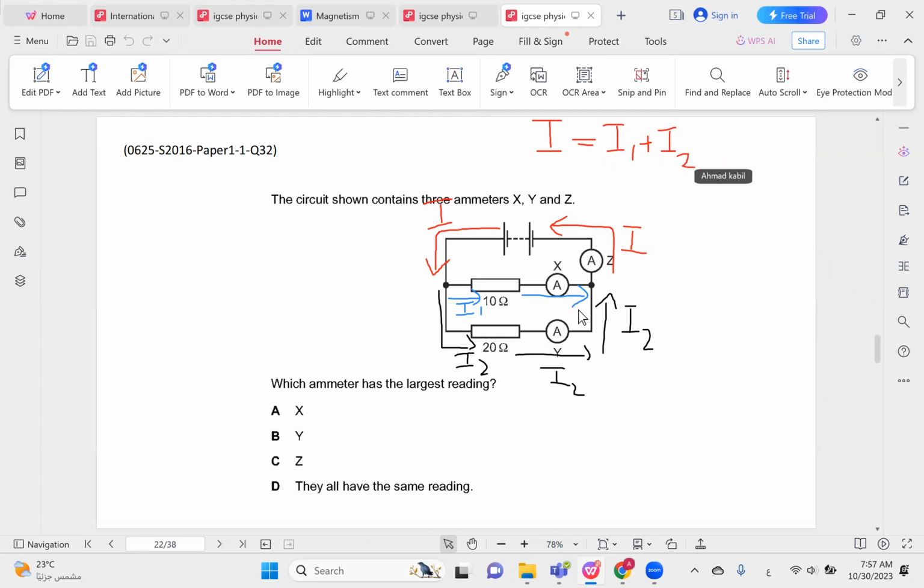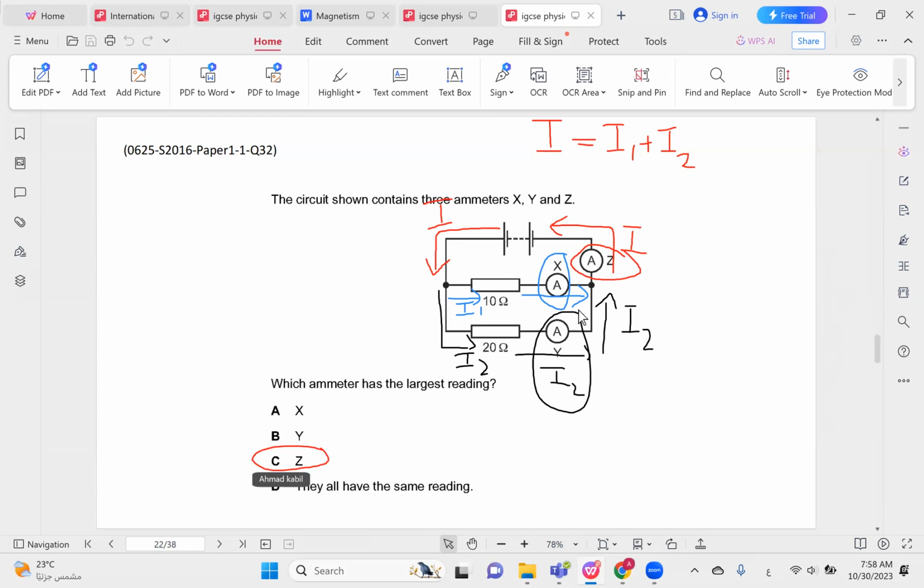So which ammeter has the largest reading? Ammeter X is the ammeter that records I1. Ammeter Y, so let's circle them. So this is ammeter X. This is recording I1, the blue current. Ammeter Y is recording I2, which is the black current. And ammeter Z is recording I, which is the main current, which is the combination of both. So obviously, Z has the largest reading.